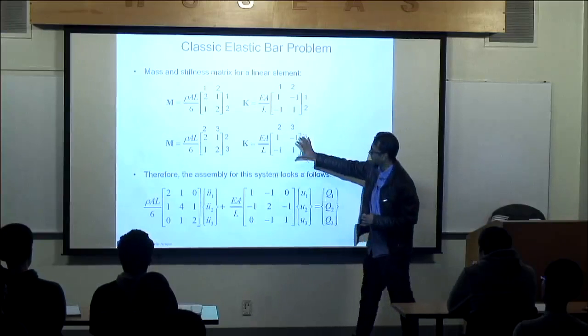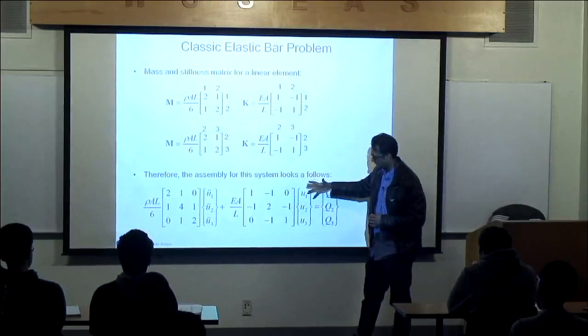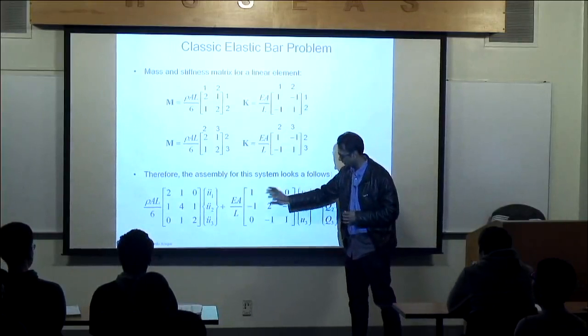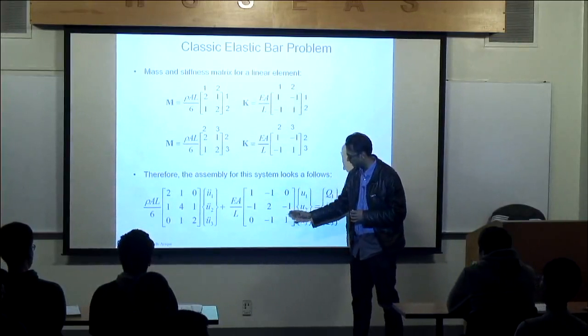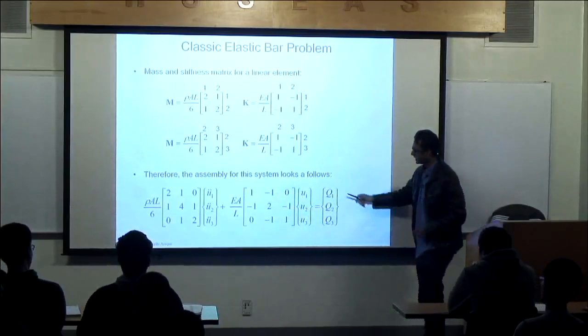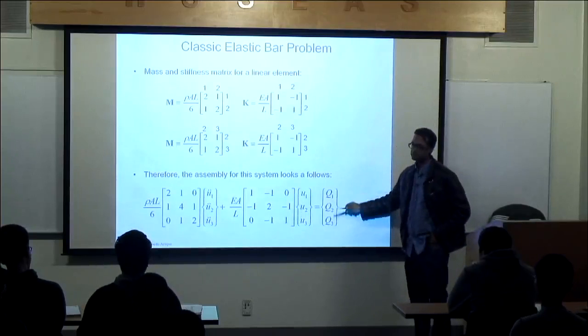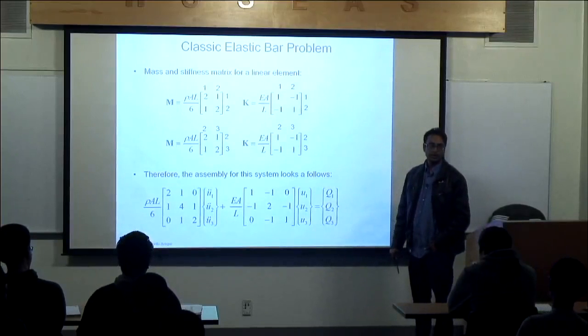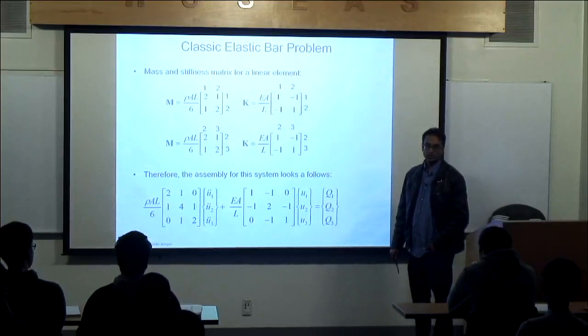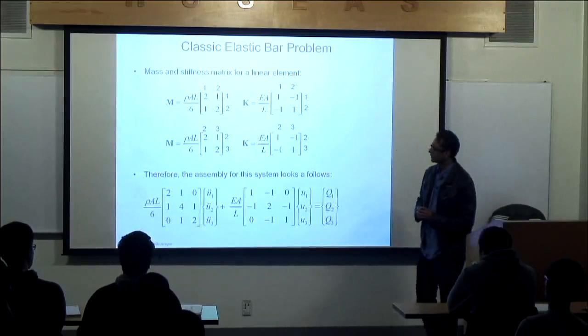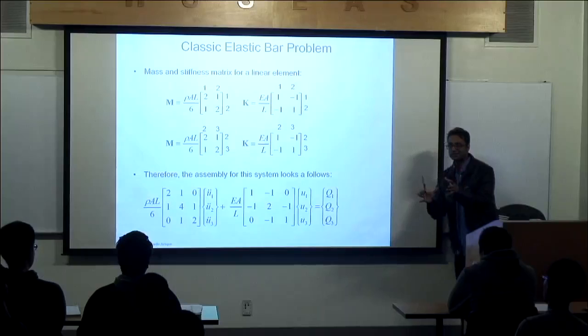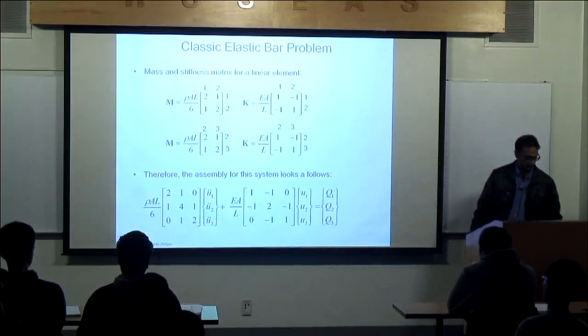And then here you superimpose that here. When you assemble it, you get 1, minus 1, 0, minus 1, 2, minus 1, 0, minus 1, 1. Okay? And then I have these forces here at the right-hand side. Okay, so getting closer to what we need to do. So this is the assembly of the system.